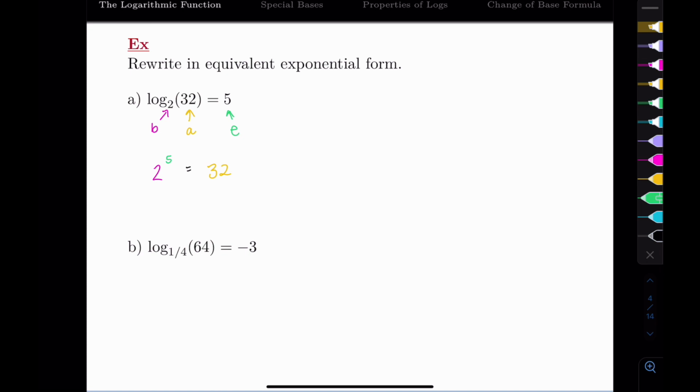Okay. Same thing for this next one. I start with a log. My base is the thing that looks like it's in the base position. This becomes my answer, and this is my exponent. So these two flip-flop spots in the exponential. In its equivalent exponential form, this is 1/4. My answer is 64, and my exponent is -3. And you could check if both of these are true statements.